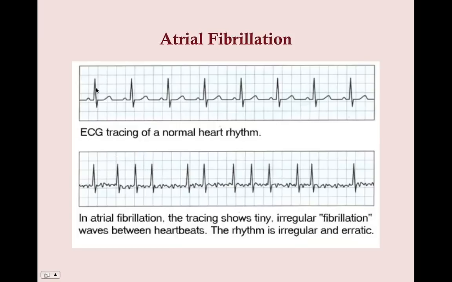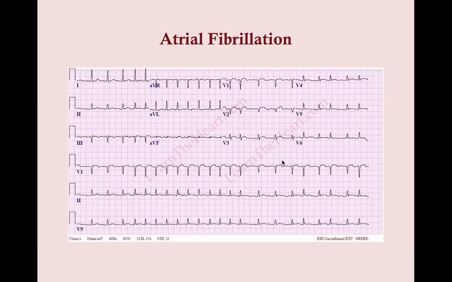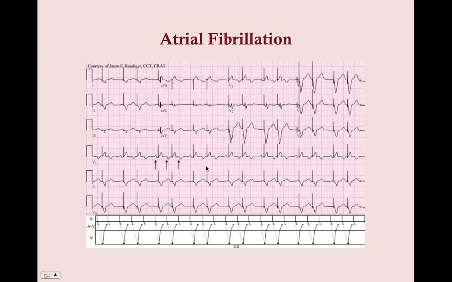So notice here in the normal patient, you've got about 5 blocks between each QRS complex, so 60 beats per minute. Here you've got a various number of blocks, different numbers depending. So you have an irregular rhythm. It says erratic here. I like that word. Okay, so here's another one. And another one. And another one.